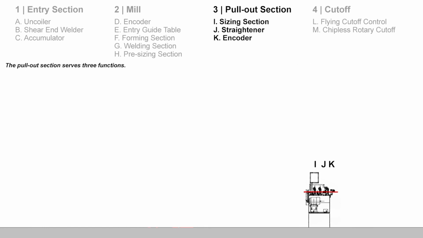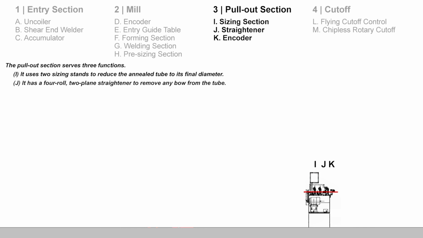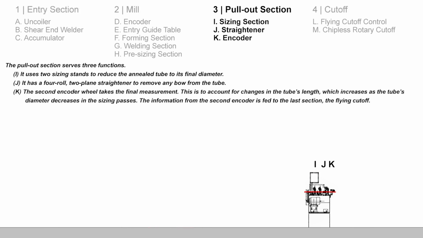In addition to pulling the tube from the annealer, the pull-out section serves 3 functions. It uses 2 sizing stands to bring the tube to its final diameter after annealing. It has a 4-roll 2-plane straightener to remove any bow from the tube, and it has an encoder wheel to track the length of the tube as it leaves the pull-out section. This is to account for the tube's length, which increases as the tube's diameter decreases as it moves through the sizing stands. The information from the second encoder is fed to the last section, the cutoff.